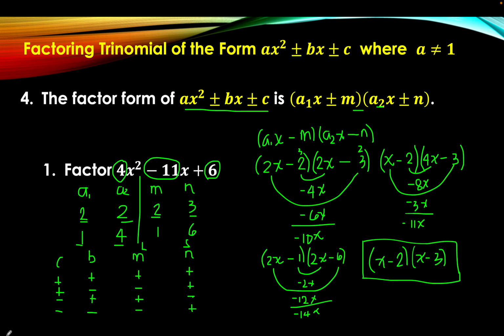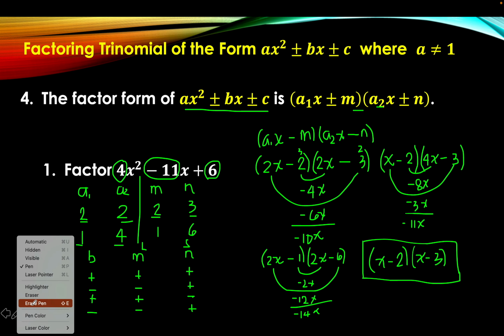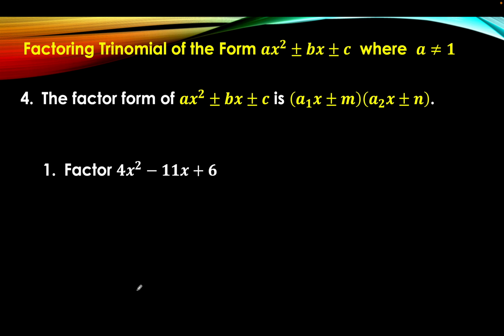I think we need to erase all the writings first. We have to make some working space. First, let's get the product of A and C. So we're going to multiply here 4 and 6. So 4 times 6 is equal to 24. To find the pairs of integers whose product is 24, we may use the factor tree method, as I've said earlier.